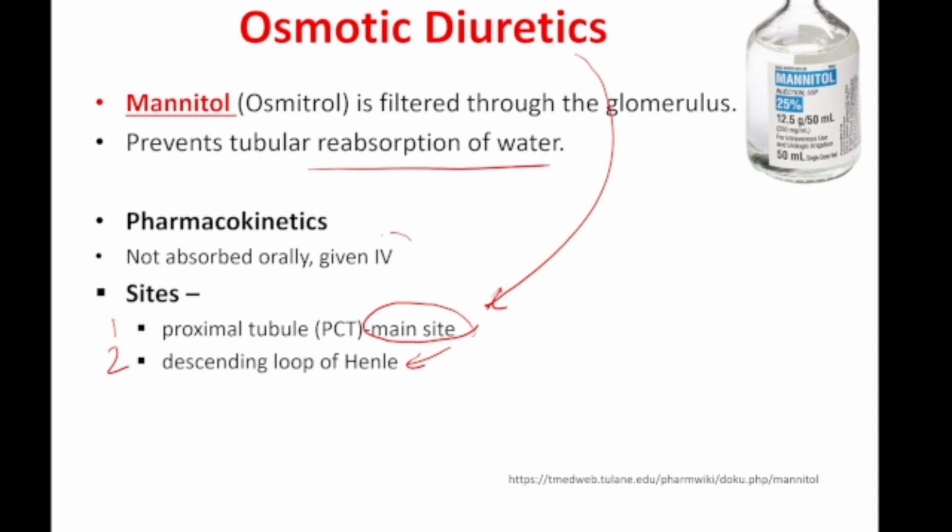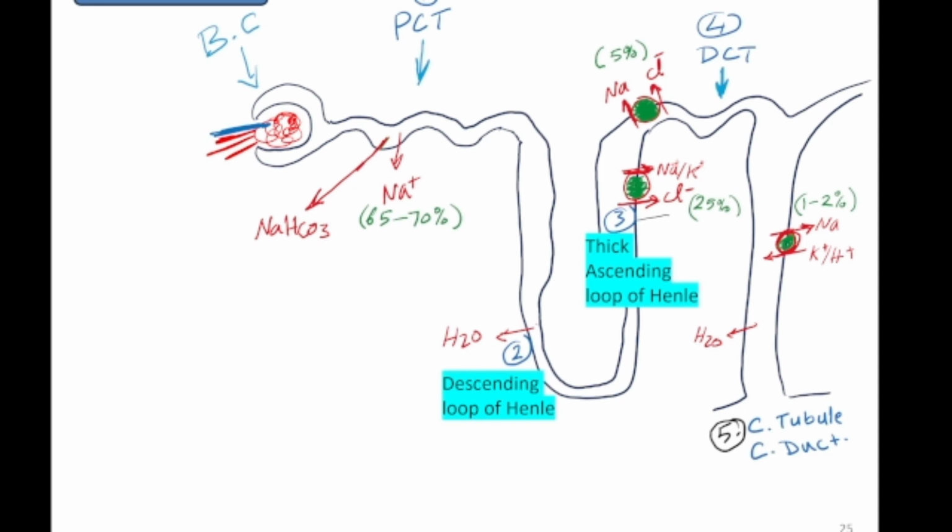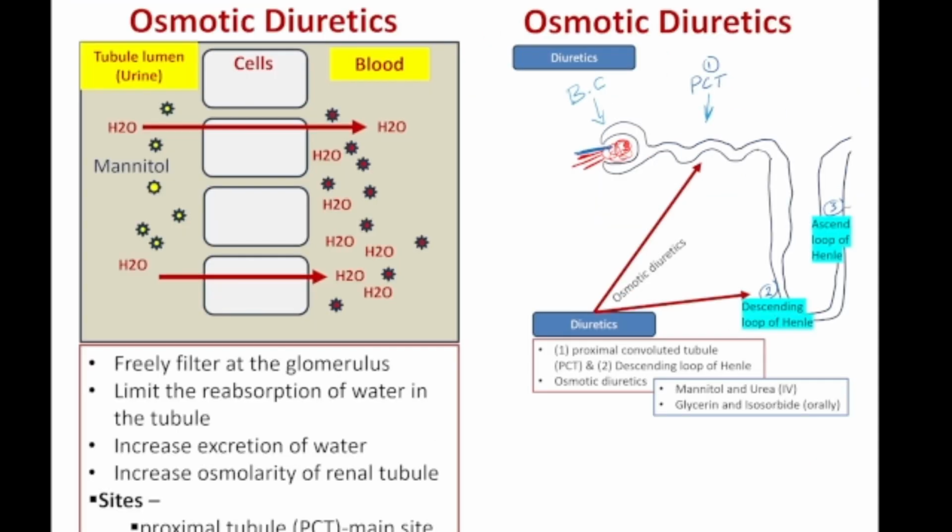Mannitol is prescribed IV, and if you give it orally, this medication will not be absorbed. This is a very important concept. Again, the major site of action is the proximal convoluted tubule, and secondarily it affects the descending loop of Henle. Talking about the mechanism of action, before we go there, remember we have four medications in this list. We have mannitol and urea, which are prescribed intravenously. Then we have glycerin and isosorbide dinitrate, which are given orally. How do these medications work?